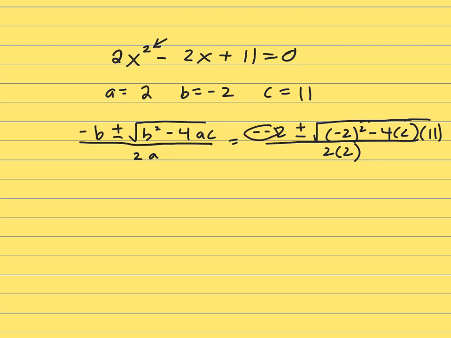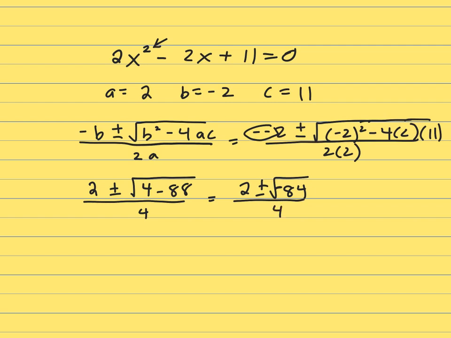So we have two negatives together, so that ends up being a positive. 2 plus or minus the square root of negative 2 squared, which is a positive 4, minus 88, all over 4. So that's 2 plus or minus the square root of negative 84, all over 4.